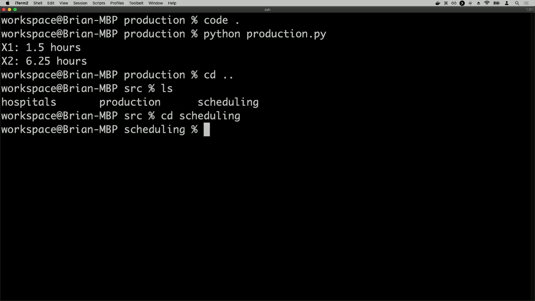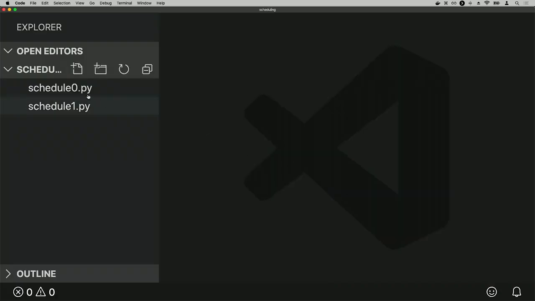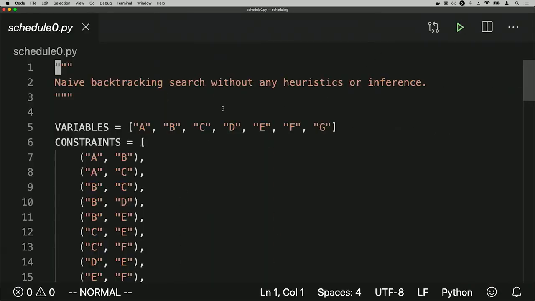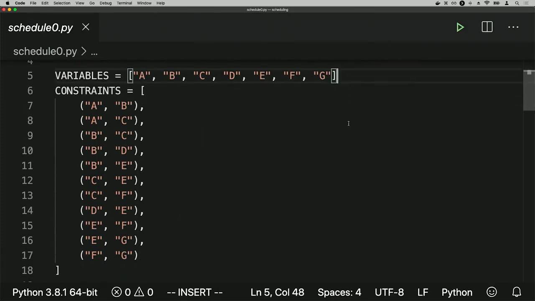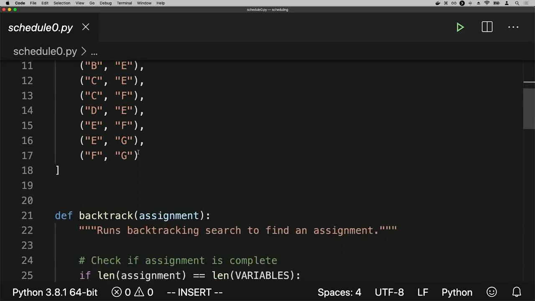So here I'll go ahead and go into the scheduling directory. We're here now. We'll start by looking at schedule0.py, where here I define a list of variables, A, B, C, D, E, F, G. Those are all of the different classes. Then underneath that, I define my list of constraints. So constraint A and B, that is a constraint because they can't be on the same day. Likewise, A and C, B and C, so on and so forth, enforcing those exact same constraints.